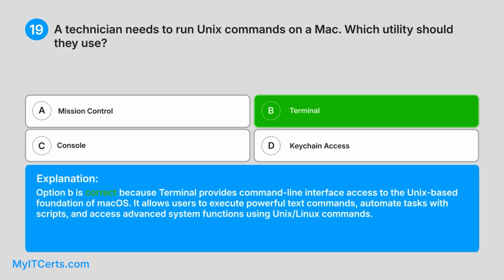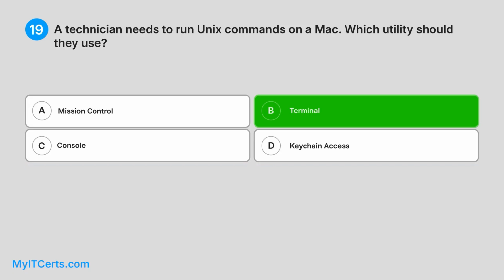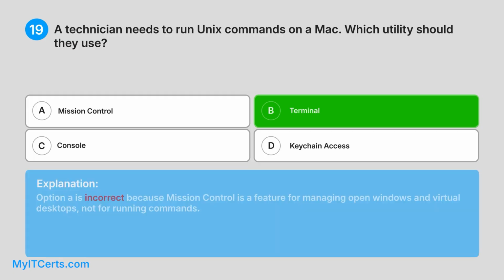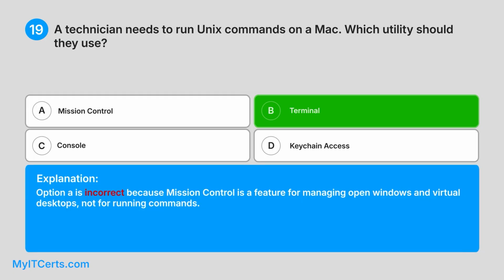Explanation. Option B is correct because Terminal provides command line interface access to the Unix-based foundation of macOS. It allows users to execute powerful text commands, automate tasks with scripts, and access advanced system functions using Unix-Linux commands. Option A, Mission Control, is incorrect because Mission Control is a feature for managing open windows and virtual desktops, not for running commands.